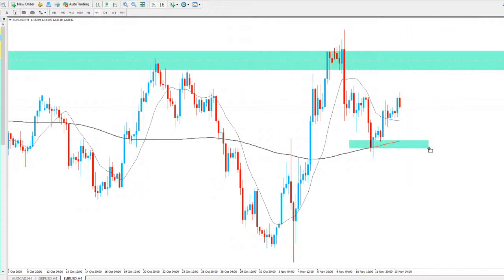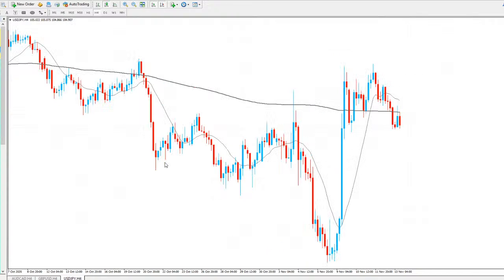And then our targets will be originally this low here, and then potentially we could be aiming a lot lower, all the way down to the lows down there. So biases to the downside for USD, but there is a bit of room to move to the upside, so you need to be wary of that.